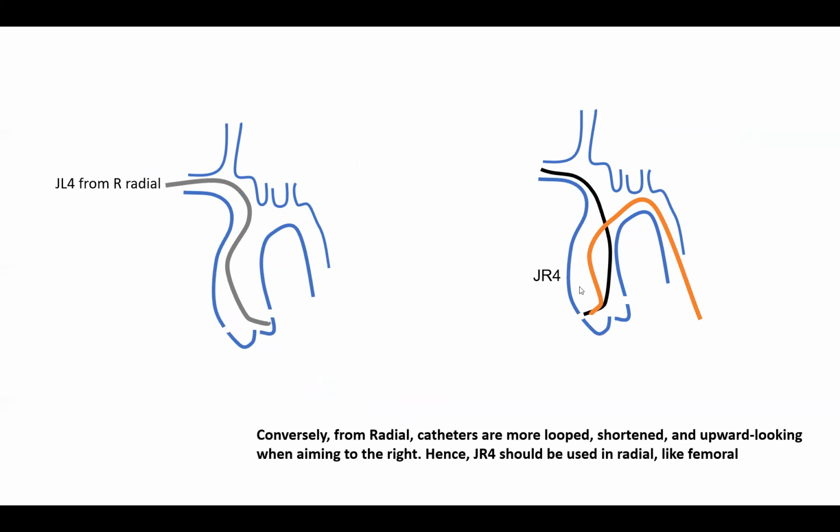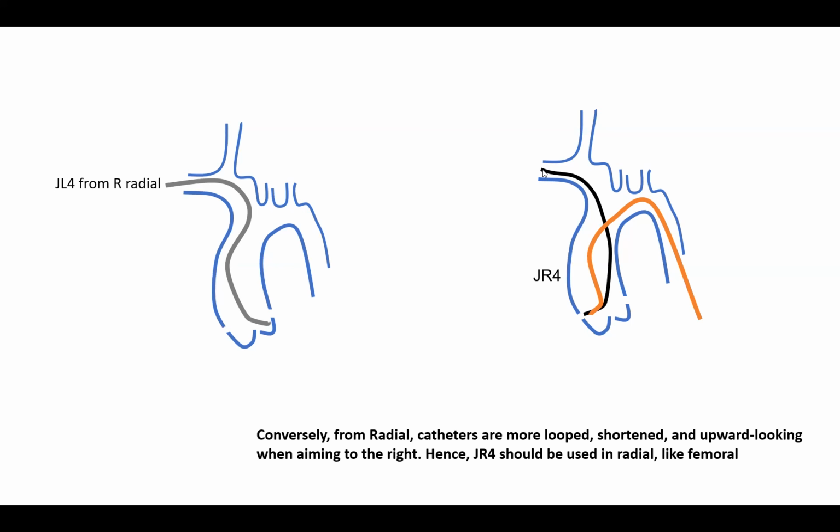Now, I described the Judkins left from a right radial and described how the right radial elongates left coronary catheters. However, interestingly, when the catheter is pointing toward the right coronary artery, the right radial actually shortens and loops and makes those catheters more upward pointing when aiming to the right coronary. So it's different. It's all about physics and anatomy. To the left coronary, the radial elongates the catheter and makes you want a shorter length catheter.